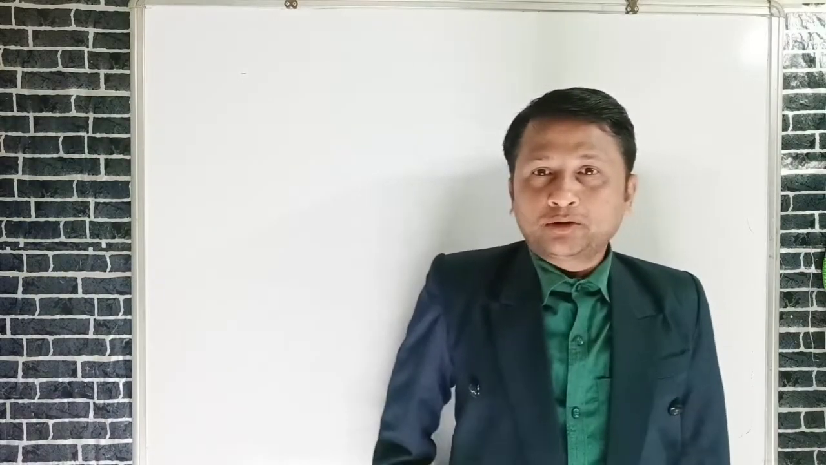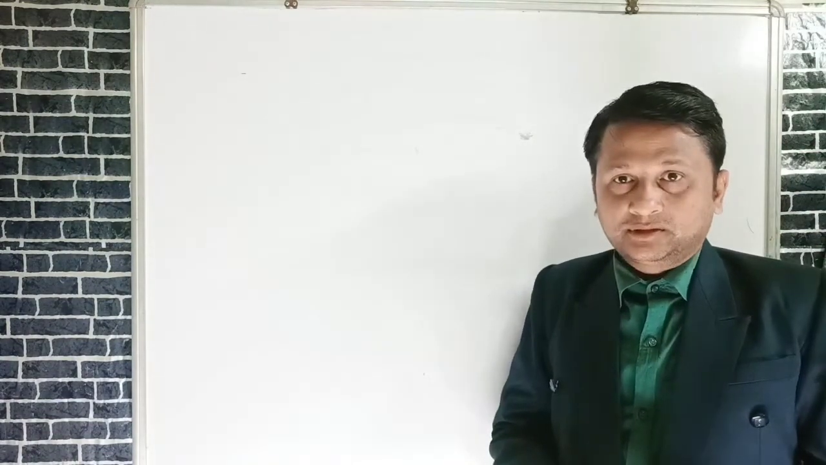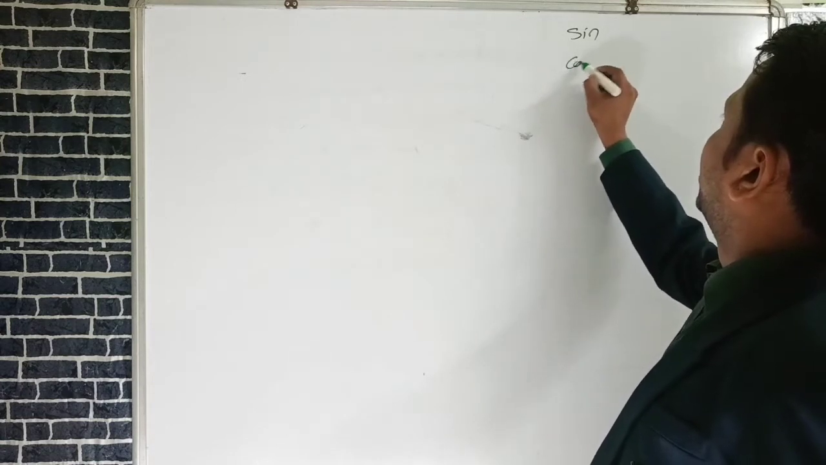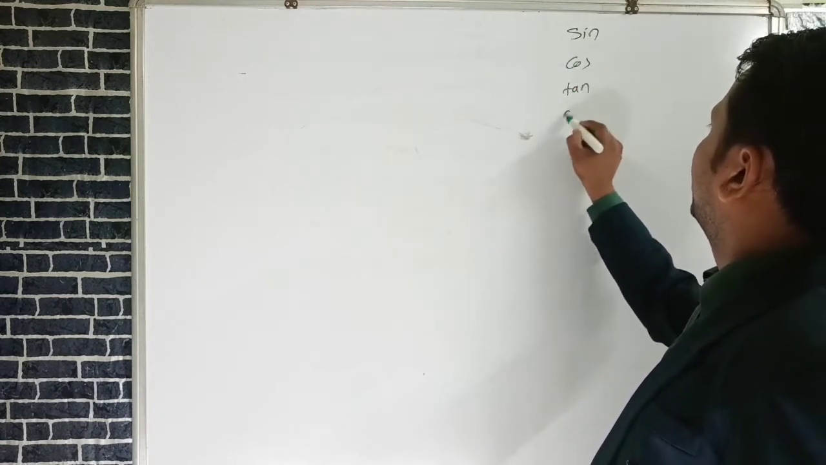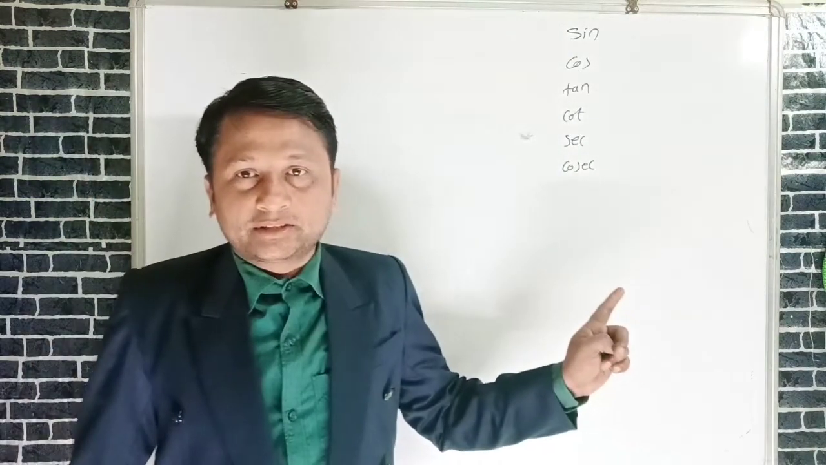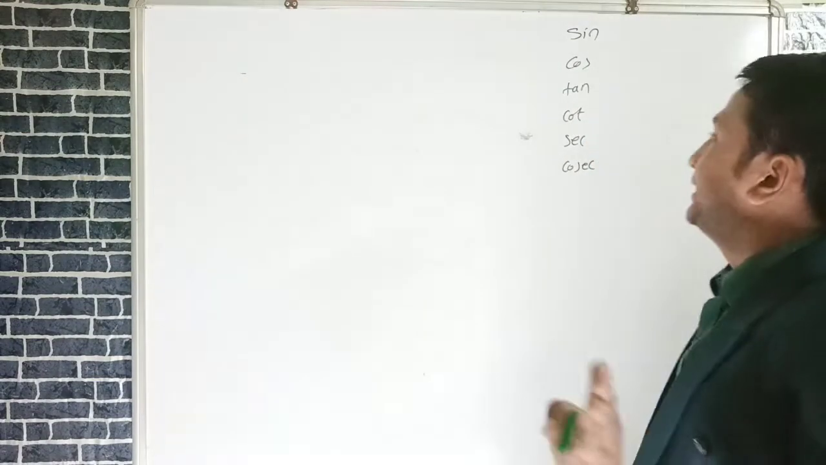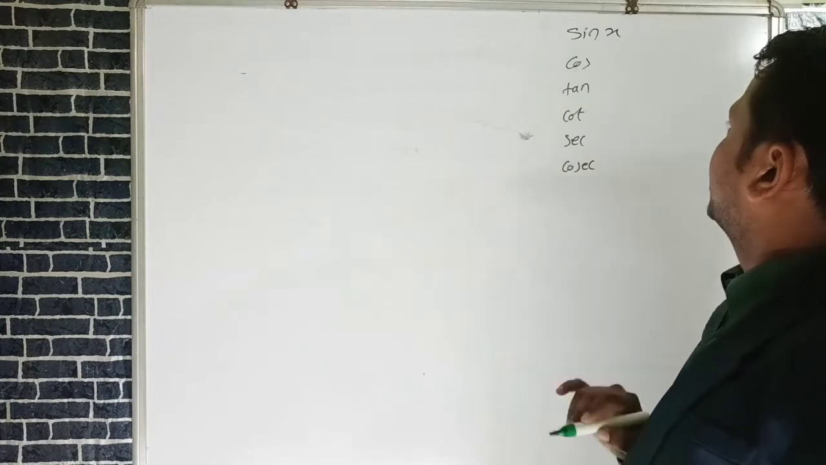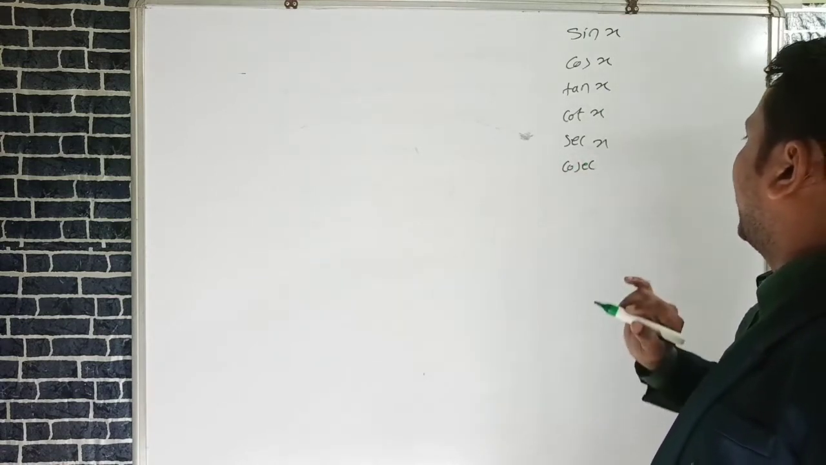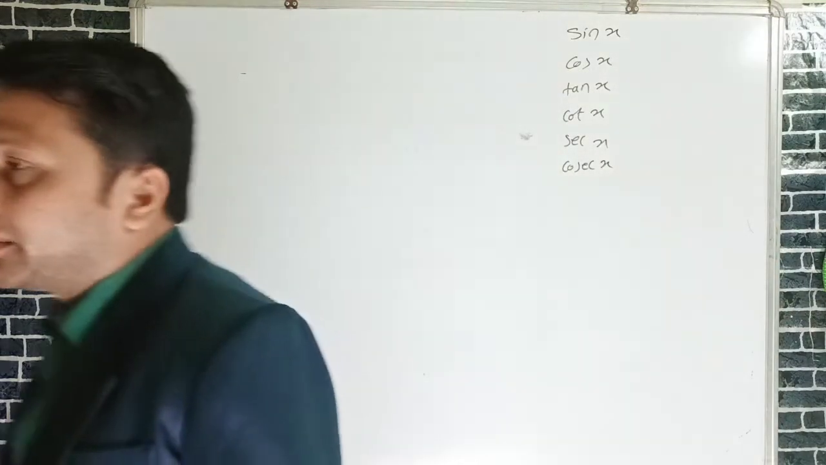Now we start the most important topic of the derivative of inverse functions, which is the derivative of inverse trigonometric functions. You know about trigonometric functions. There are 6 trigonometric functions: the first is sine, second is cos, then tan, cot, sec and cosec. If we take these trigonometric functions in the form of x, we can write f of x as sin x, cos x, tan x, cot x, sec x and cosec x.